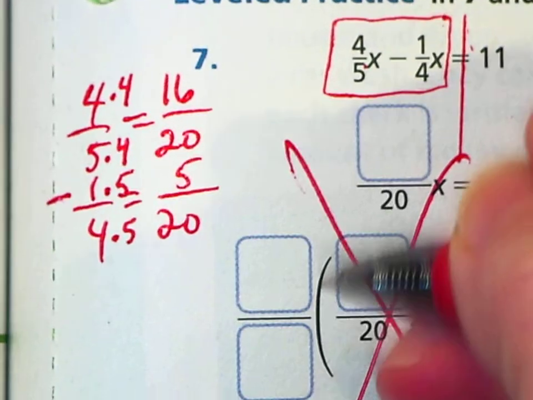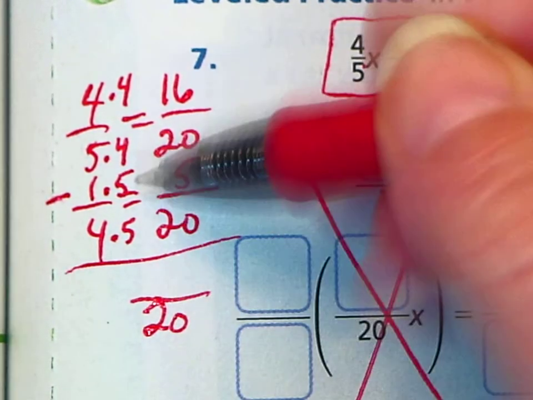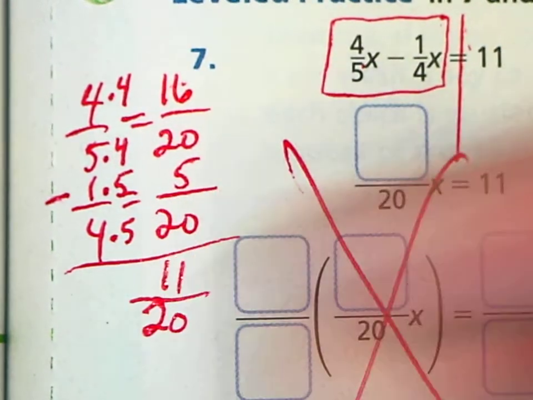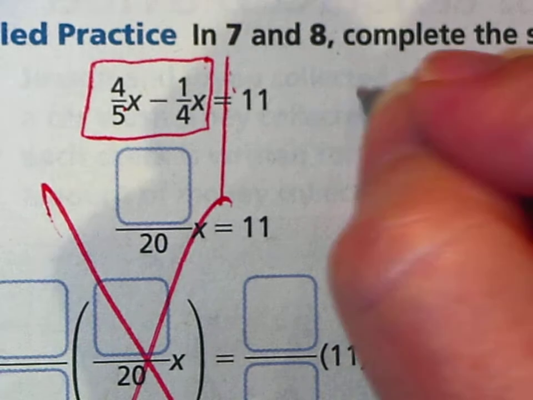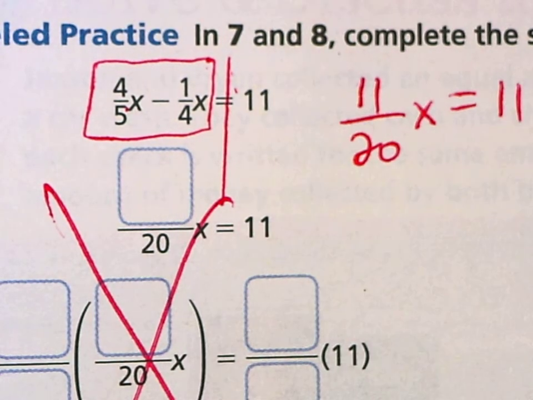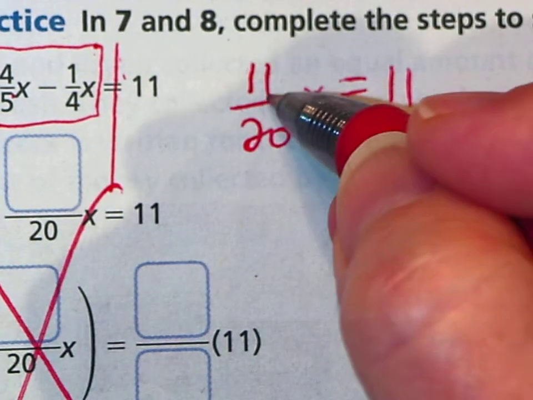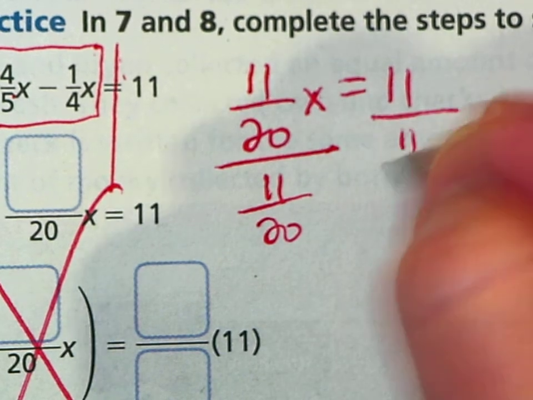Now that my denominators are the same, I'm going to keep the same denominator, and now I can subtract the top. So 16 take away 5 will be 11. Once I combine those, I have 11/20 x. So let me write it right here: 11/20 x equals 11. Now to isolate x and get it by itself, instead of multiplying by 11/20, I'm going to divide both sides by 11/20.